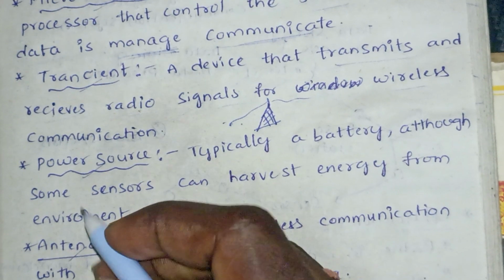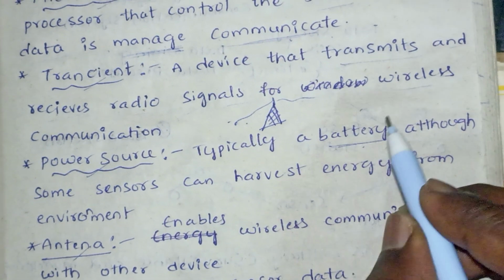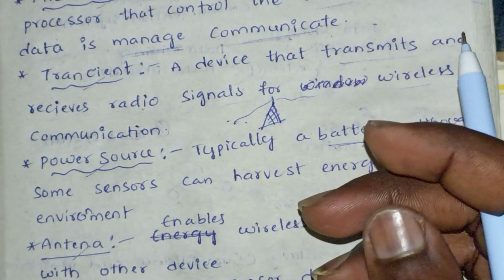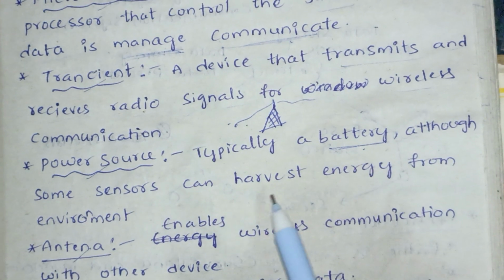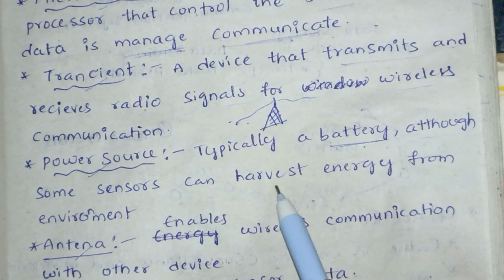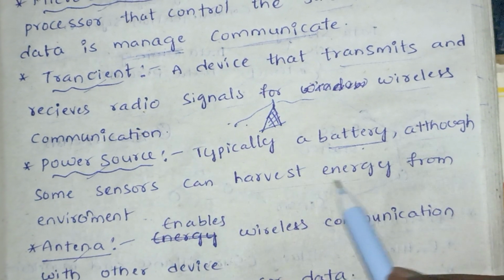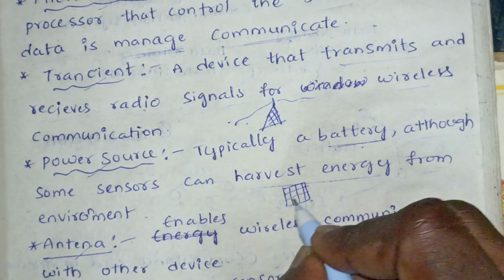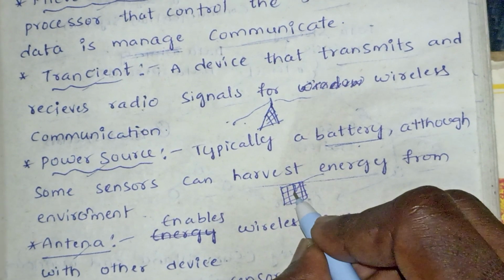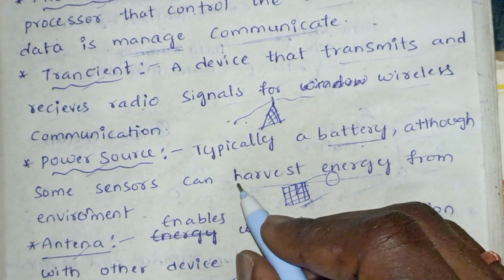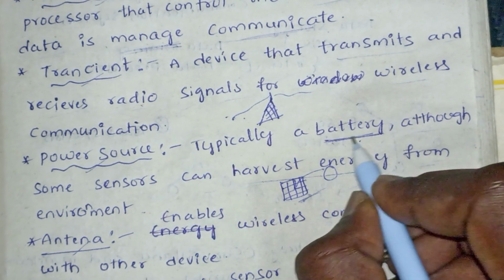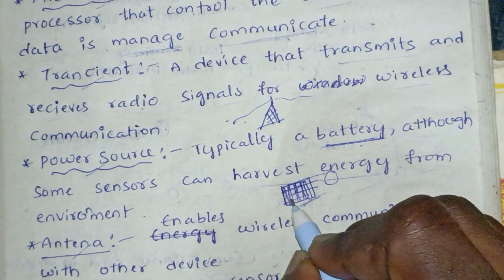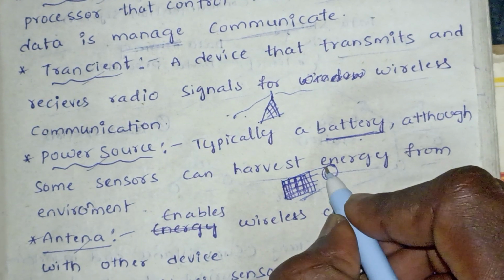Next, power source. What is the power source? Typically a battery. A battery is a source that can produce power for all the wireless devices. Although some sensors can harvest energy from the environment, like sensors with solar power, taking energy from the sun. Mostly we use batteries, but sensors can also take energy from the sun.